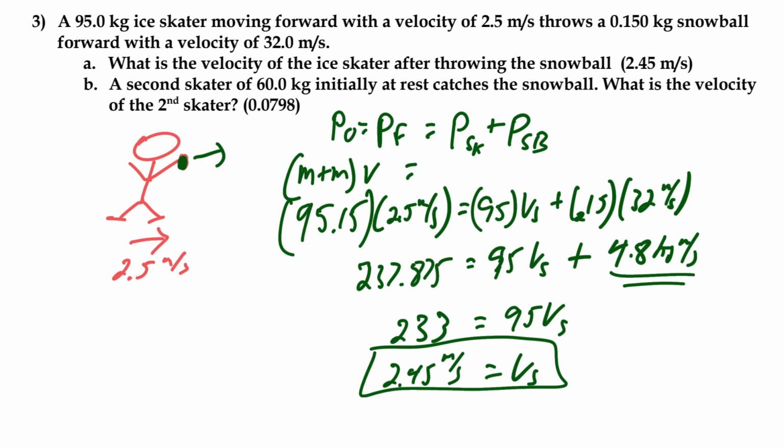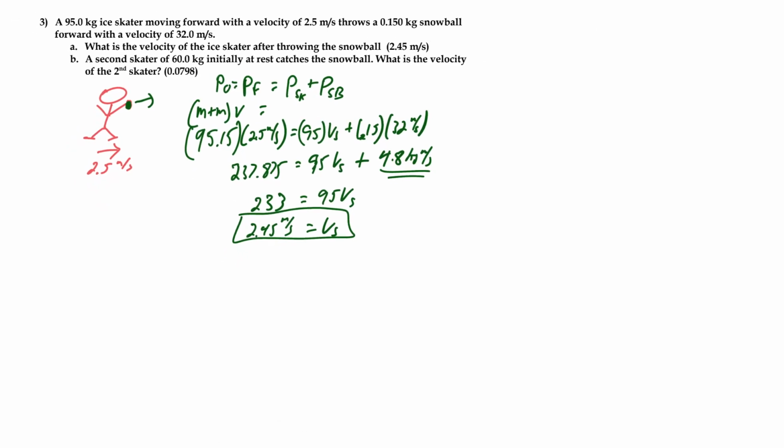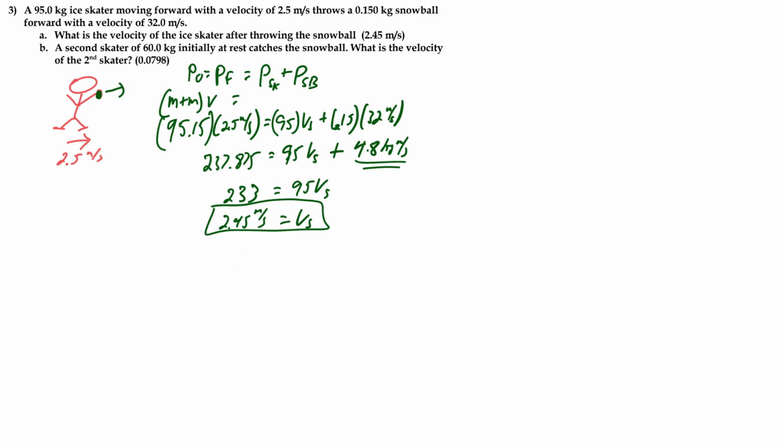All right. The next part is saying, well, let's say the snowball is caught by another skater at rest. So this is really a completely separate problem, right? So here's our snowball. It's moving along at, what was it, 32 meters per second. And then we have our second skater who's going to catch the ball. That skater has a mass of 60, and they're going to be at rest to start with.